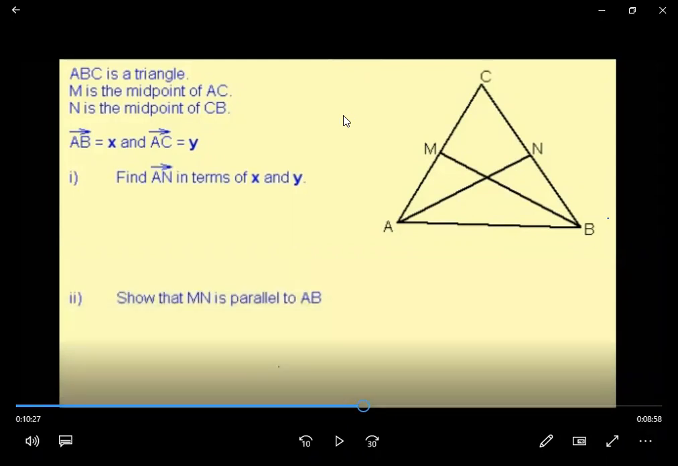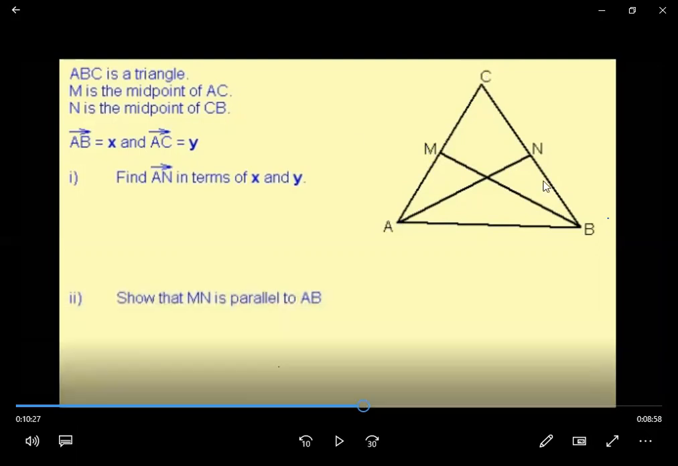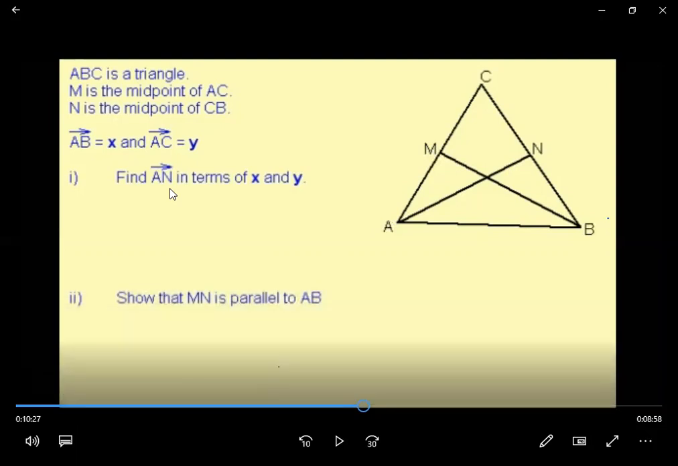All right, so let's look at this now. Based on the question, it tells us that ABC is a triangle. M is the midpoint of AC. Midpoint means that it is in the position that is a half of AC. So AM is a half of AC and MC is a half of AC. And N is the midpoint of BC, same principle applied. So you want to find what is AN, to write AN in terms of X and Y.